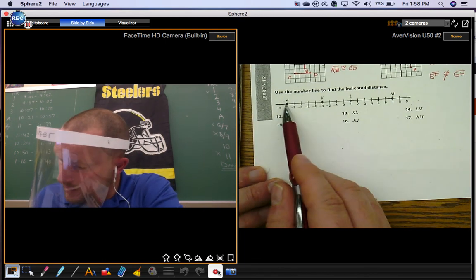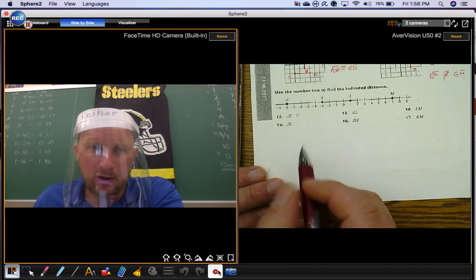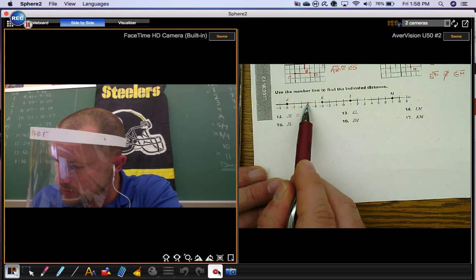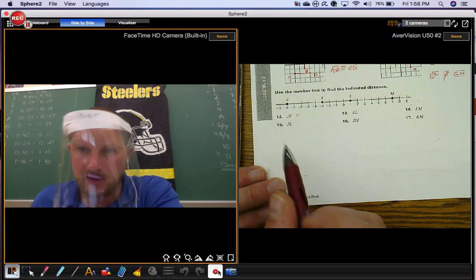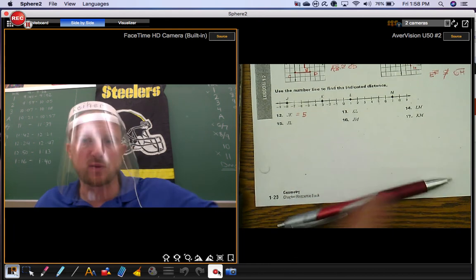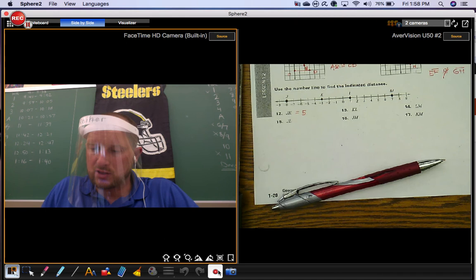Number 12, how far is it from J to K? Maybe we'll do this one just by counting because it's kind of simple. 1, 2, 3, 4, 5. 5 units. Now, you could use the ruler postulate as well, and you could subtract those.